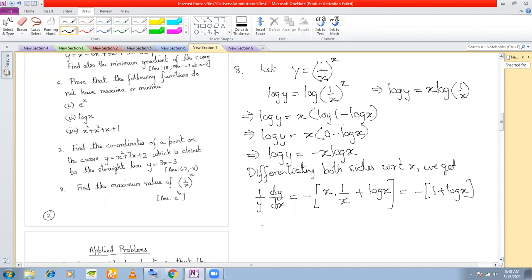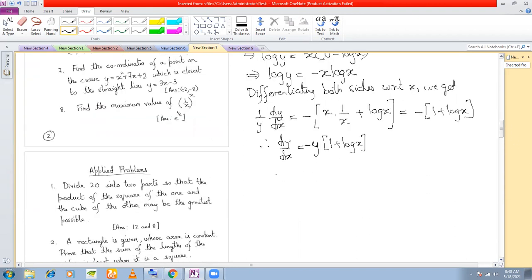So therefore, what is dy dx? dy dx is equal to minus y into (1 plus log x). That means now you put the value of y, 1 by x to the power of x, into (1 plus log x).